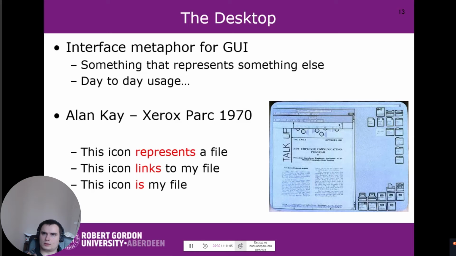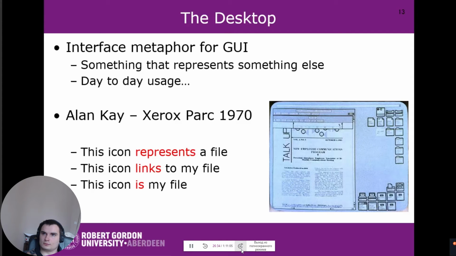The GUI: something that represents something else. That's the most simple definition of it. It was 1970, Alan Kay at Xerox PARC in California, who came up with icons that represent a file. This icon is my file. So you've got representations, links, and identifiers. Notice how much this is like a conceptual model.